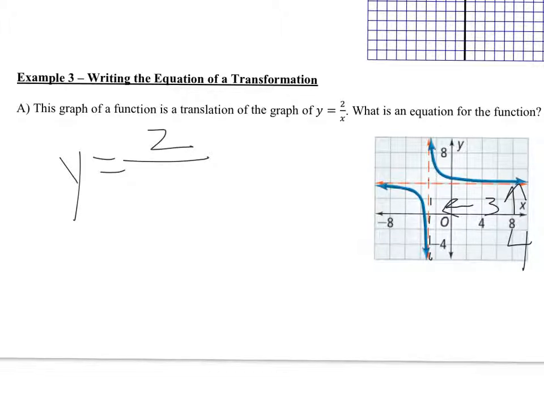But the number with the x moves left and right. Now if it moves left, remember that's always opposite, so that would be a plus 3. Up and down is the outside, typically, of the parent functions in this case, and the outside are not in the fraction, so that would be plus 4. You should try to do the next one by yourself.